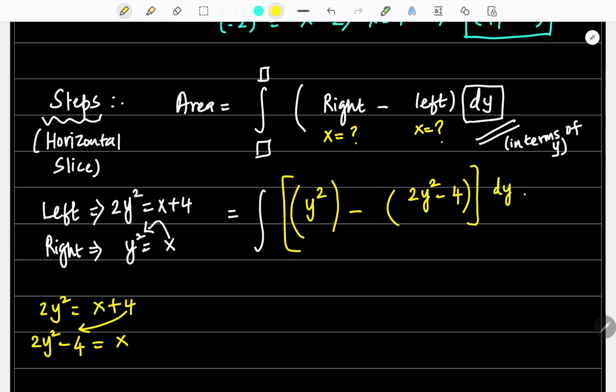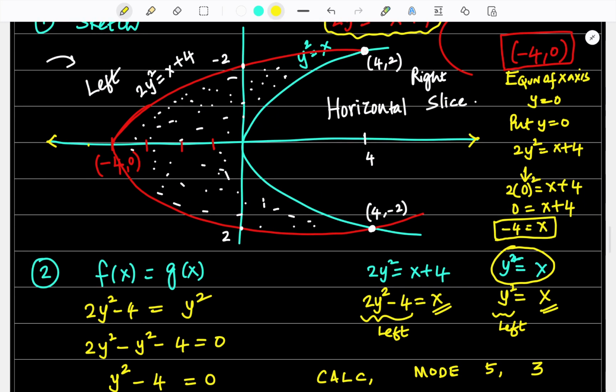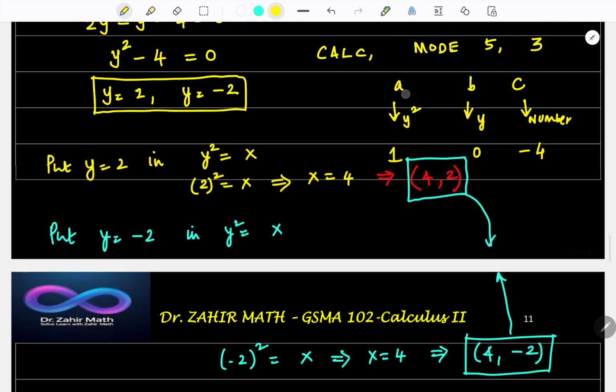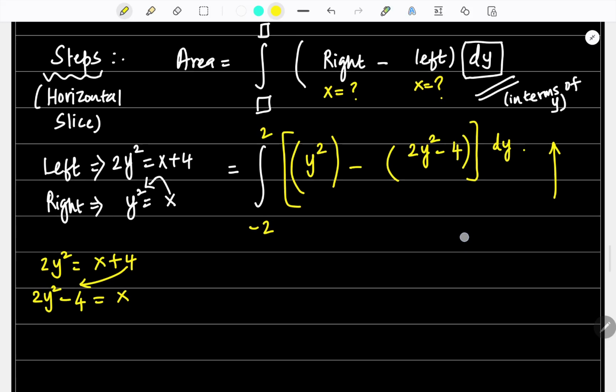I want to take the limits of y. If you want to take the limits of y, you go from the bottom to the top. Let's see the picture. I want to take the limits for y, from here and from here. So the limits will be minus 2 to plus 2, so the whole coverage will be there.